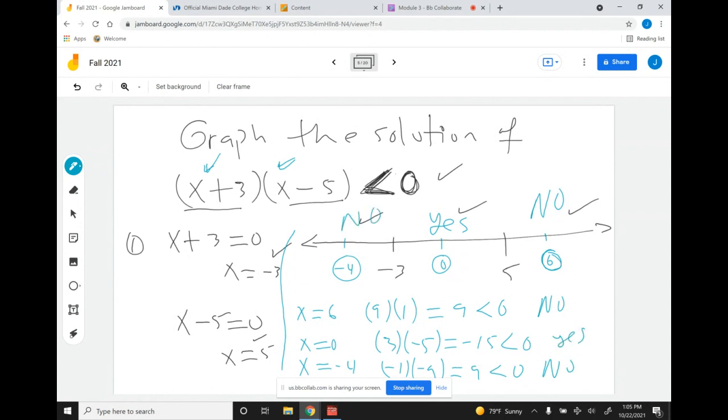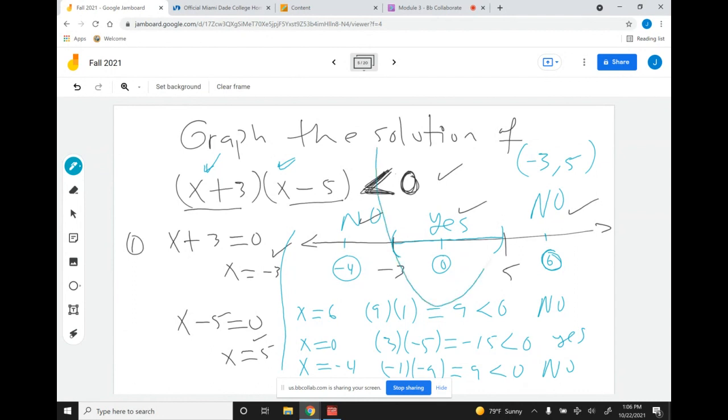So what is my solution? How do I write my solution? My solution would be only here, not including the critical points. How do I write it? Just write negative 3, comma 5. That would be the solution of this inequality. That means that's the area where the parabola will be below the x-axis.